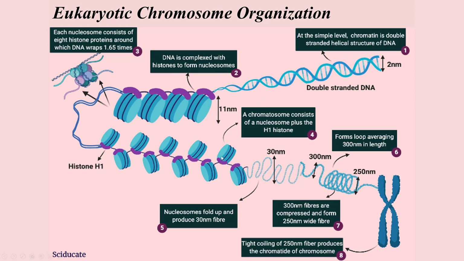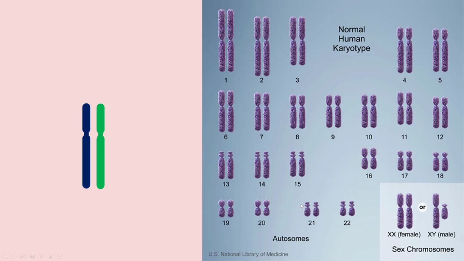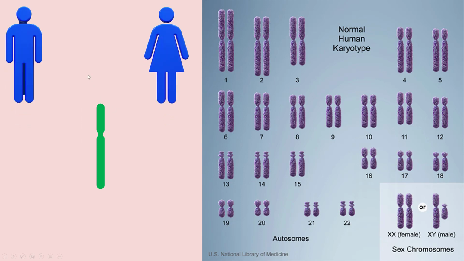Let's understand the types of chromosomes present in humans. In humans, each cell normally contains 23 pairs of chromosomes for a total of 46 chromosomes. 22 of these pairs are known as autosomes. These autosomes are the same in both males and females. The 23rd pair, the sex chromosomes, differ between males and females. Females have 2 copies of the X chromosome while males have 1 copy of X and 1 copy of Y chromosome.